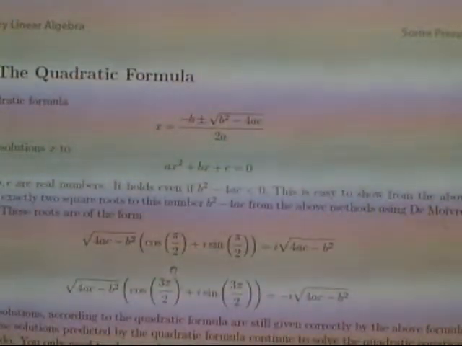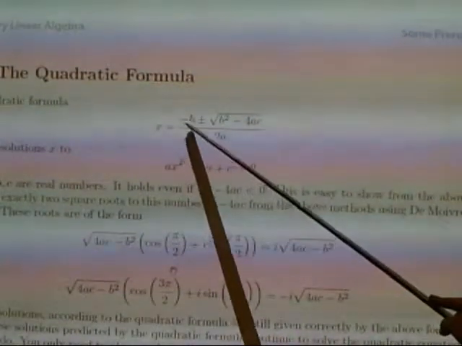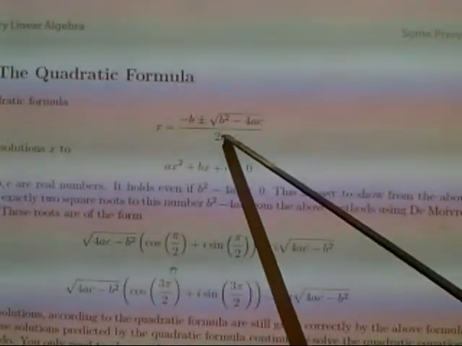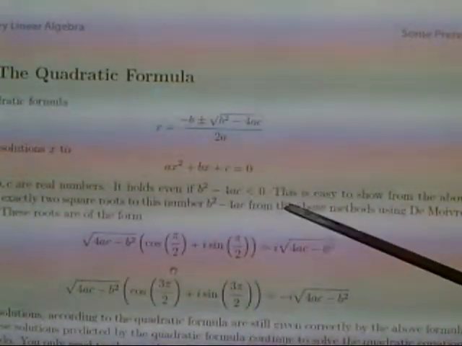This is the quadratic formula. So the quadratic formula is equal to minus b plus or minus the square root of b square minus 4ac, by 2a.